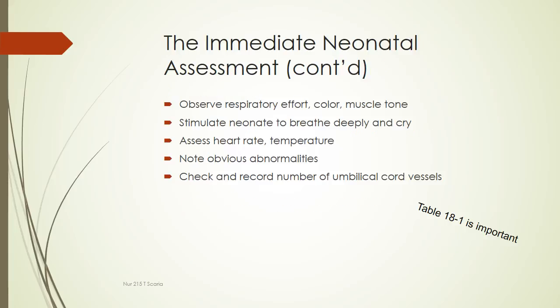We need to observe respiratory effort, color, muscle tone, stimulate the neonate to breathe deeply and cry, assess heart rate, temperature, note obvious abnormalities, and check and record the number of umbilical cord vessels. How many arteries and veins? There are 2 arteries and 1 vein.